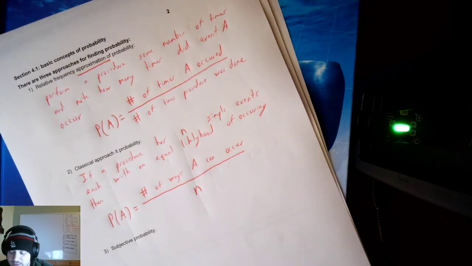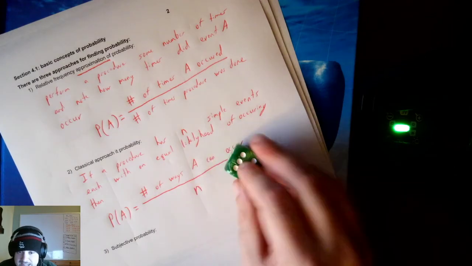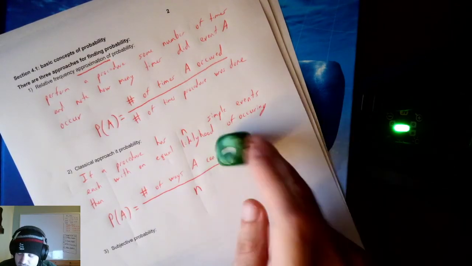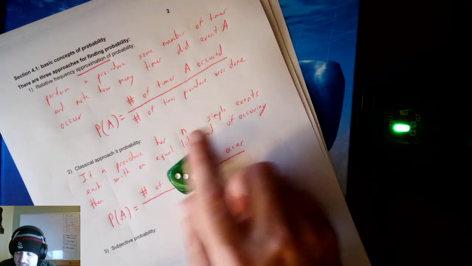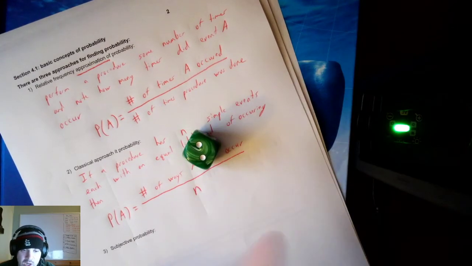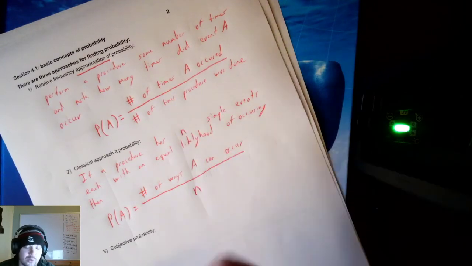The total number of simple events. For example, with the die, there's 6 possibilities on a die, right? And every side is equally likely. That's what makes it a die, right? Each side's equally likely. There's 6 total sides, so if I want to roll a 2, there's one way to roll a 2, right? I roll the number 2. And there's 6 total. There's a 1 in 6 chance I will roll a 2.